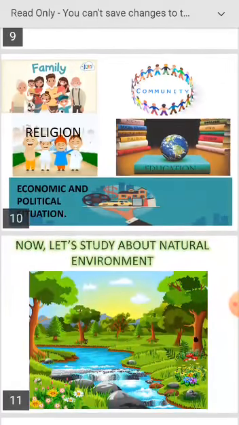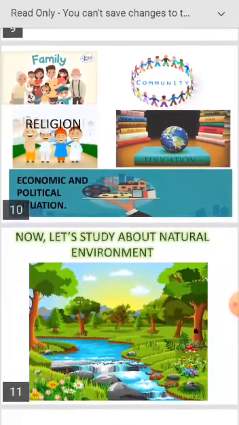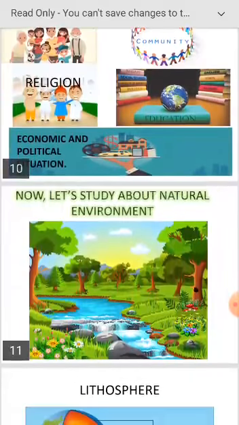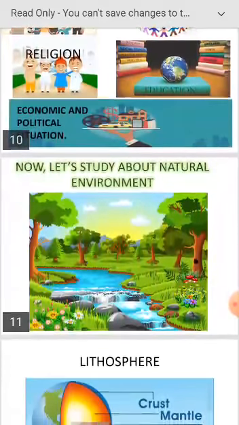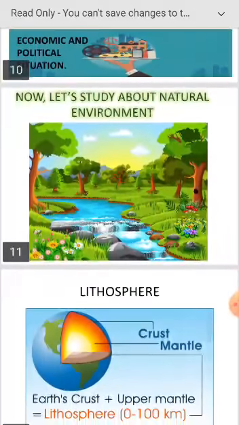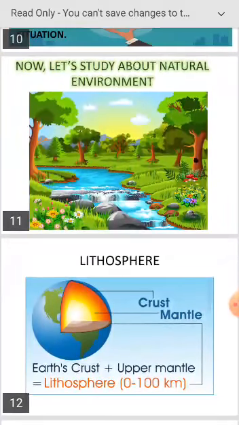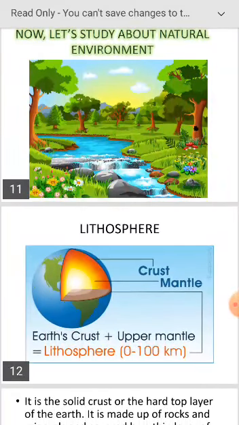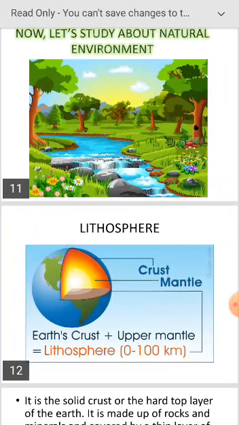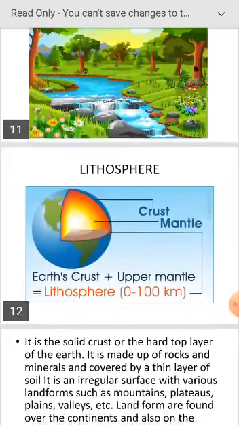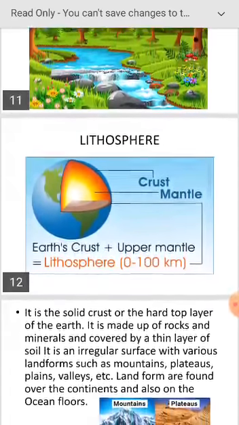The human environment consists of the individual and his interactions, which include the following. Can you see the slide? It is made up of family, community, religion, education, and economic and political situation. Now let us study about the natural environment. The slide shows how greenery looks, full of green with water and flowers. Next is followed by the lithosphere.